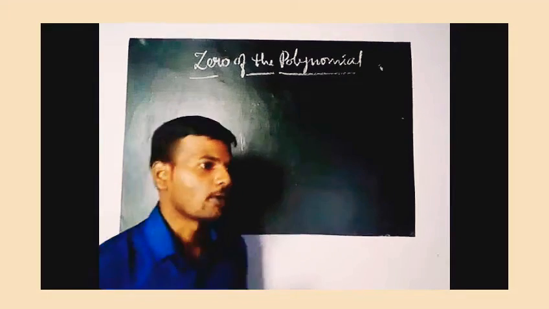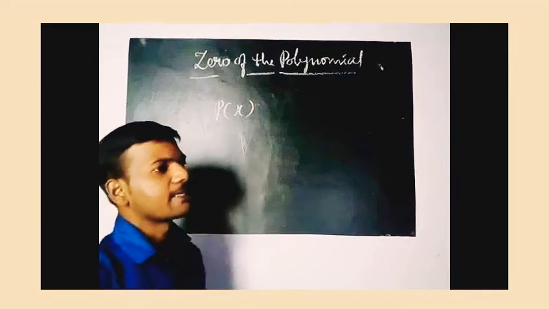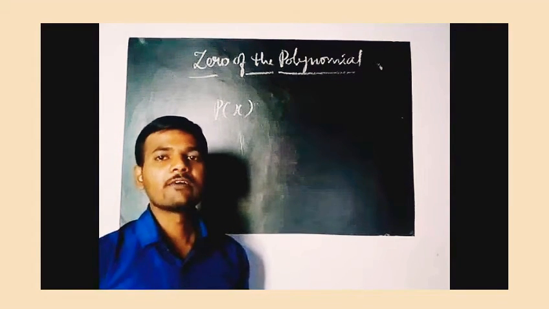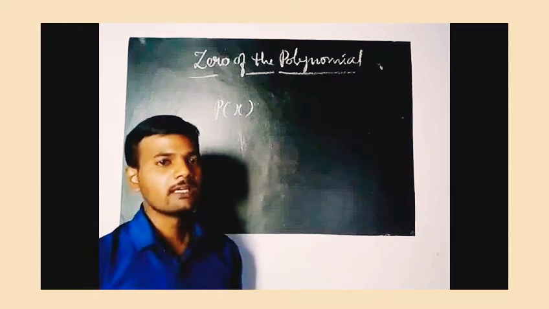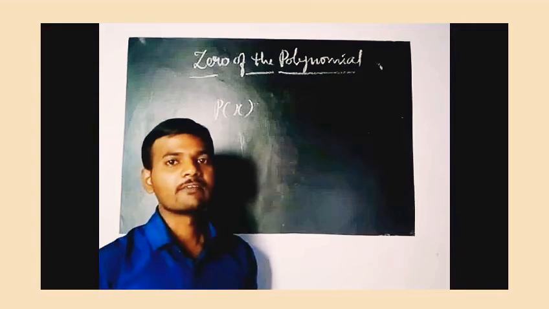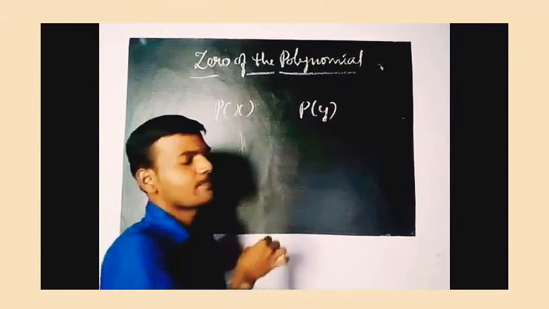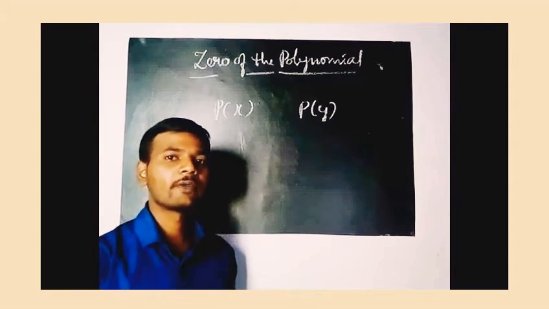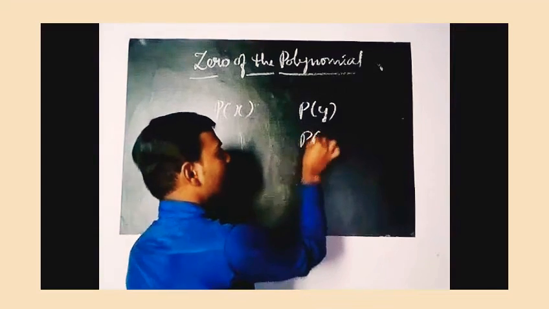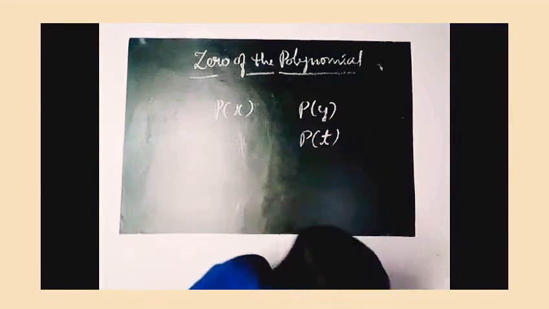Now, P of x is denoted as the polynomial in variable x. If suppose they are given the polynomial in y, then we have to write it as P of y. If they are given the polynomial in terms of the variable t, then we have to write it as P of t. Like this we are representing the polynomial.